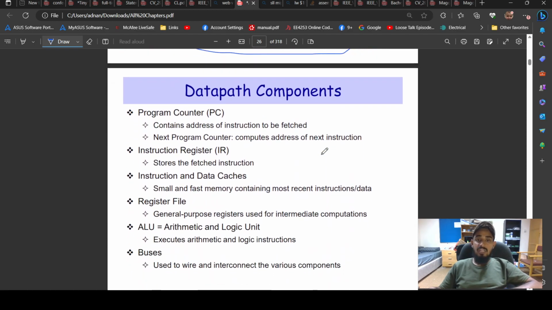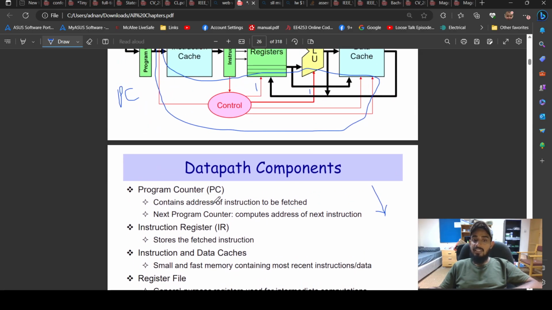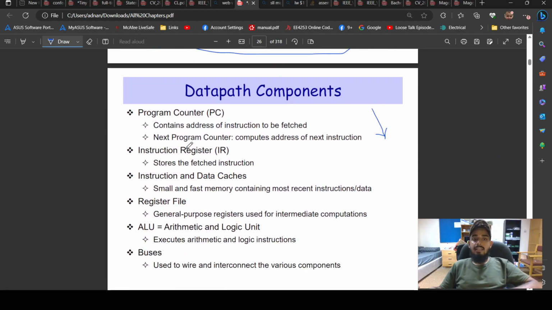And now the data path components. This question mostly came in the exam: write the data path components. So there is the program counter, which contains the address of the next instruction which is going to be fetched. And the next program counter computes the address of the next instruction by just incrementing the address.